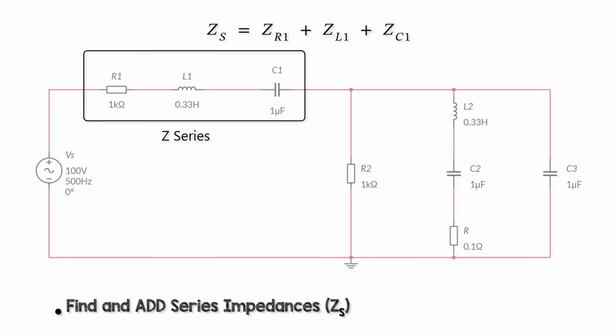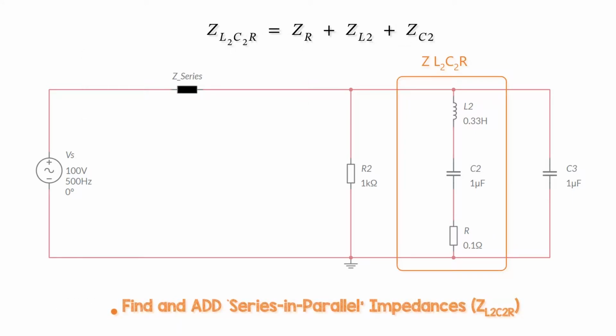The first thing we're going to do is find and add the series impedances for Z series or ZS, and that's pretty straightforward. Then we're going to do the same for the series part, which I call ZL2C2R, which is inside the parallel part of the circuit.